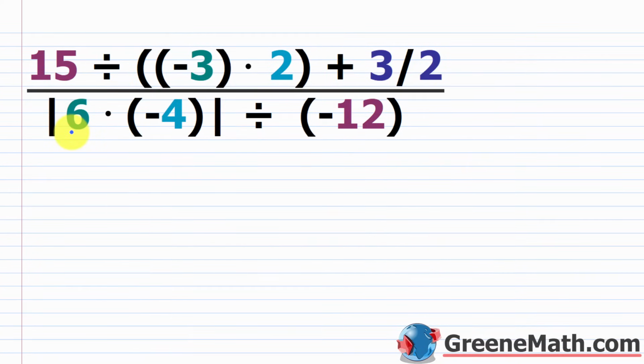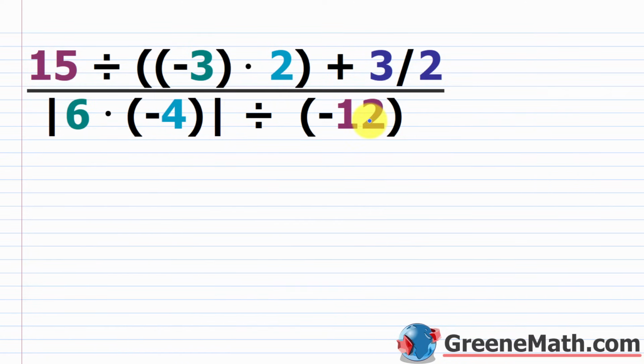All right, let's look at problem number 8 now. So another order of operations problem. So we have this fraction here. In the numerator, we have 15 divided by, you have your negative 3 times 2 wrapped in parentheses, plus you have 3 divided by 2, or you could say 3 halves or 1.5, whatever you want to do there. This is divided by, that's what the fraction bar is telling you. So divided by, in your denominator, you have the absolute value of 6 times negative 4, okay? And then this is divided by negative 12.